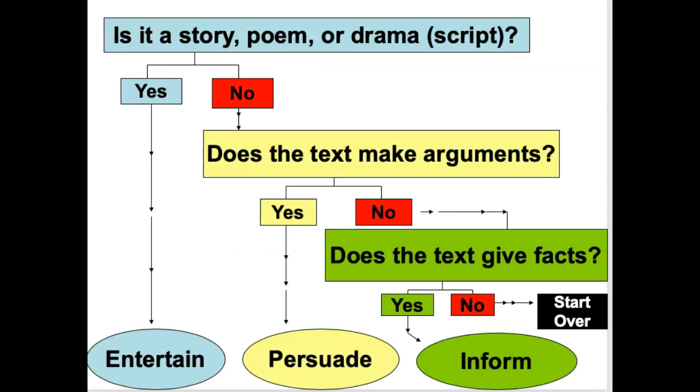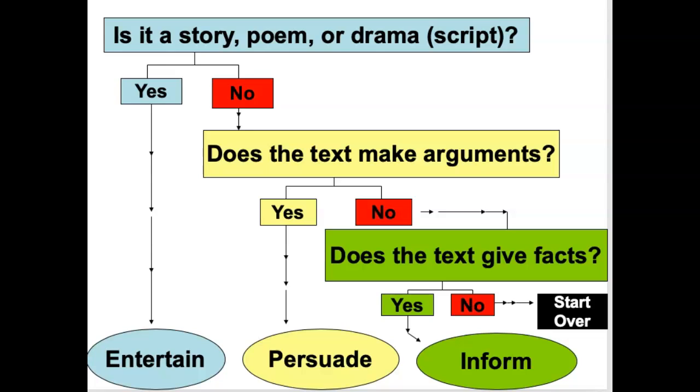This is a great flowchart to look at to try to figure out what the author's purpose is. The first question in blue: is it a story, poem, or drama? If the answer is yes, it's to entertain. That's the author's purpose. If the answer is no, you've got another question.